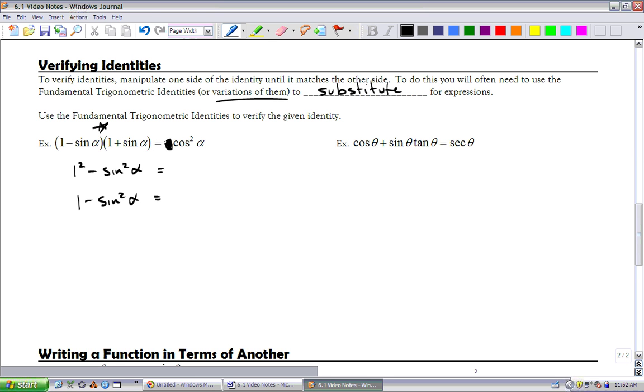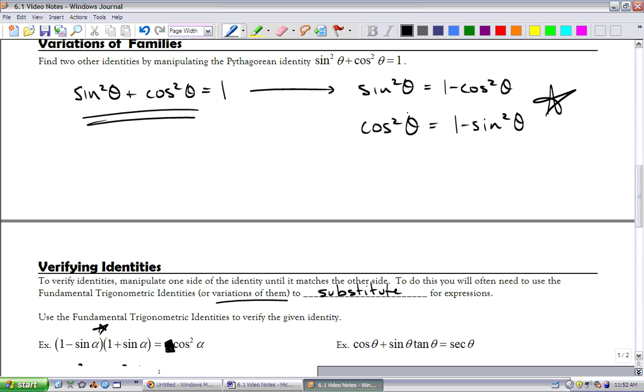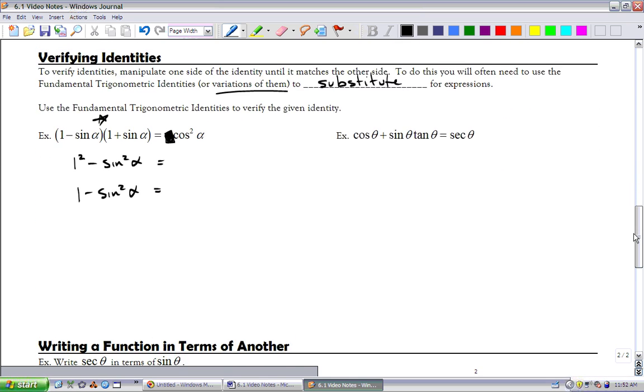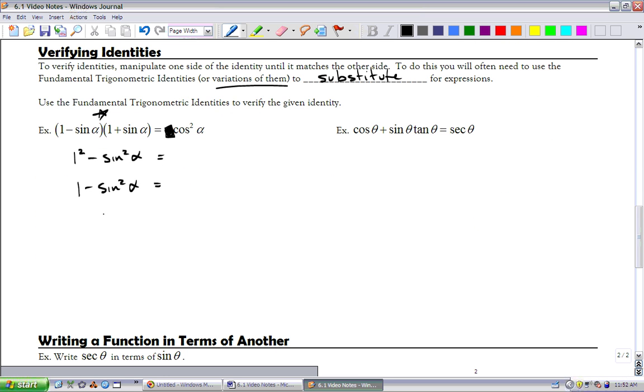Okay, now, we're trying to get to cosine squared here. The fact that I have a sine squared and a cosine squared should lead me back to the idea that I have an identity that relates all of these things. Well, it so happens that 1 minus sine squared equals cosine squared. So we can use that identity to say that 1 minus sine squared alpha has to equal cosine squared alpha. And that verifies my identity. Notice I worked on just one side and I got it to match the other side. That's the main goal of verifying identities.